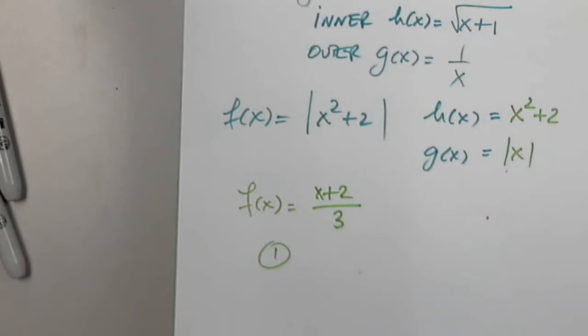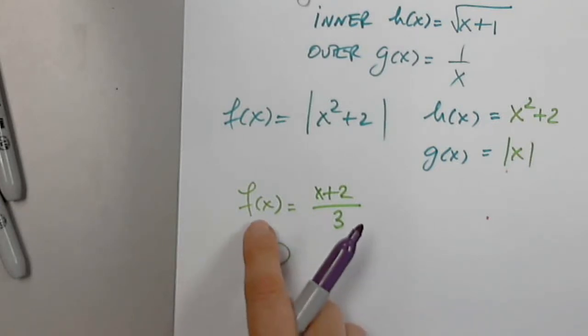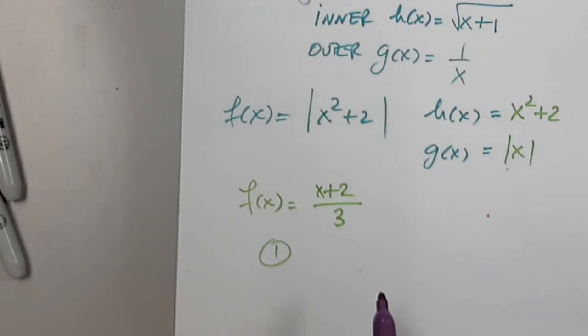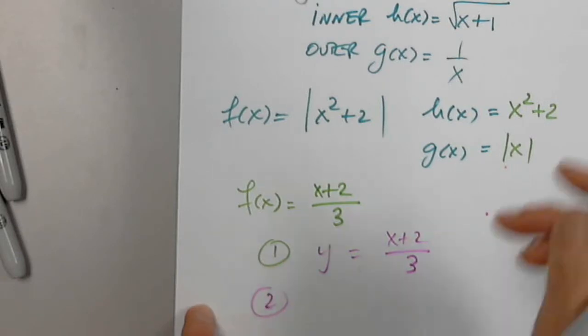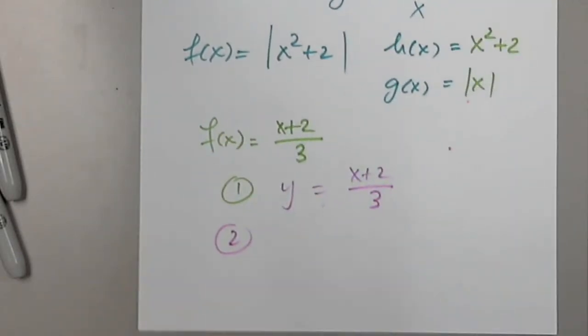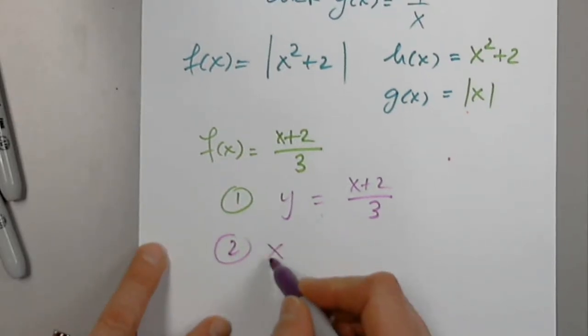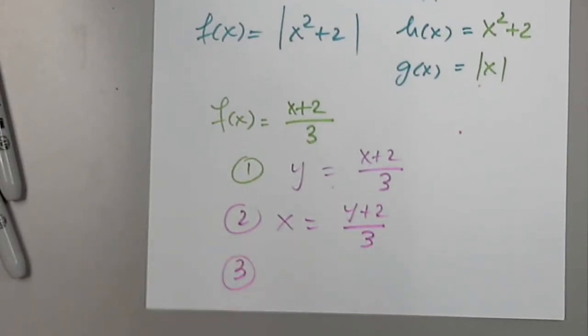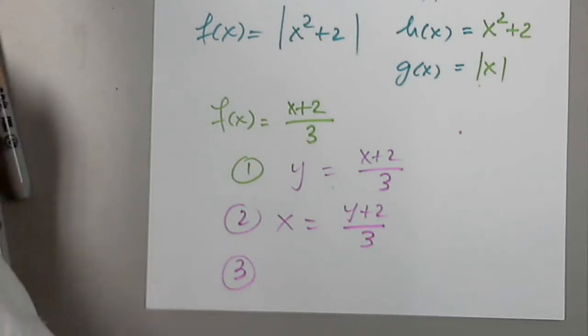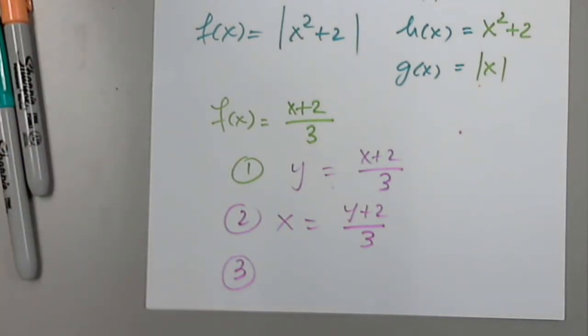Very good. Step 1. Replace f of x by y. Exactly. In step 2, what do I have to do? Reverse the variables, because x becomes y and y becomes x. So x equals y plus 2 over 3. In step 3, I need to solve for y.